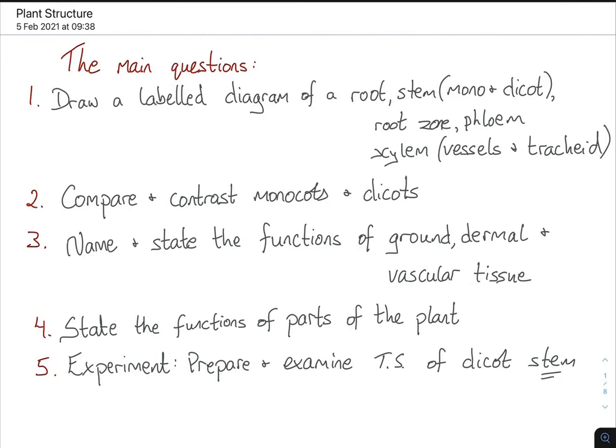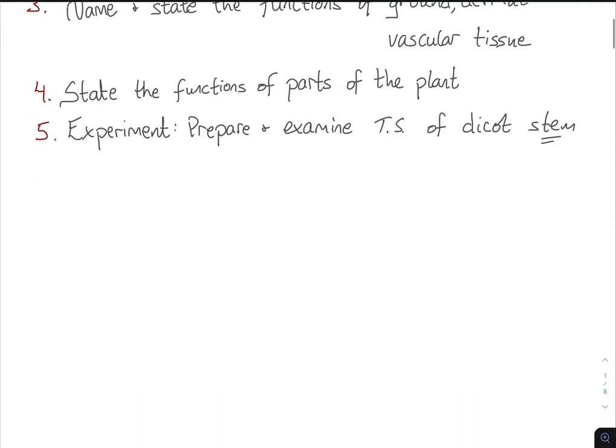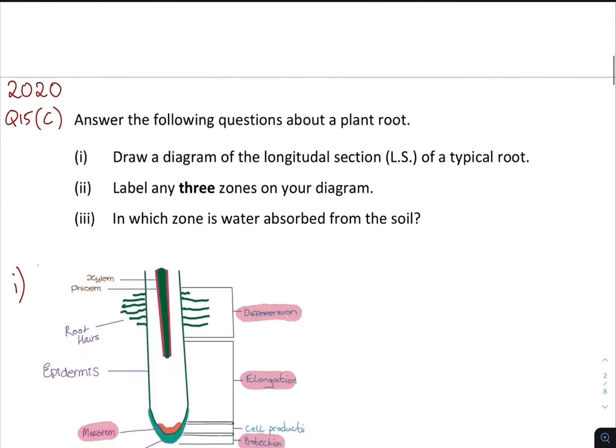That's fairly standard enough. And there's an experiment involved in this chapter too, and that is to prepare and examine the TS, transverse section, of a dicot stem, a dicot stem being the choice. That's important, and I have that underlined, and I'll get to that later. Okay, starting off, it came up fairly recently in 2020.